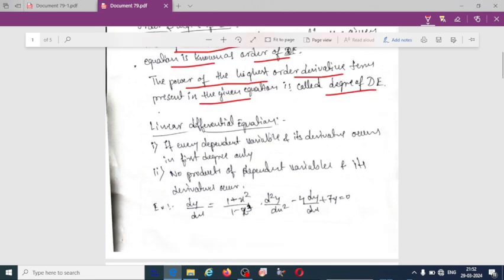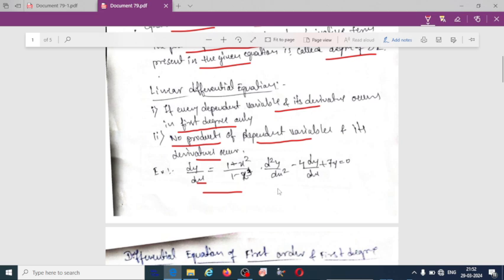Linear differential equation: every dependent variable and its derivative occur in first degree only, and another condition is that no products of the dependent variable and its derivative occur. Here the dependent variable is y and the independent variable is x. If these two conditions are satisfied, we call it a linear differential equation. You can see the example given here.